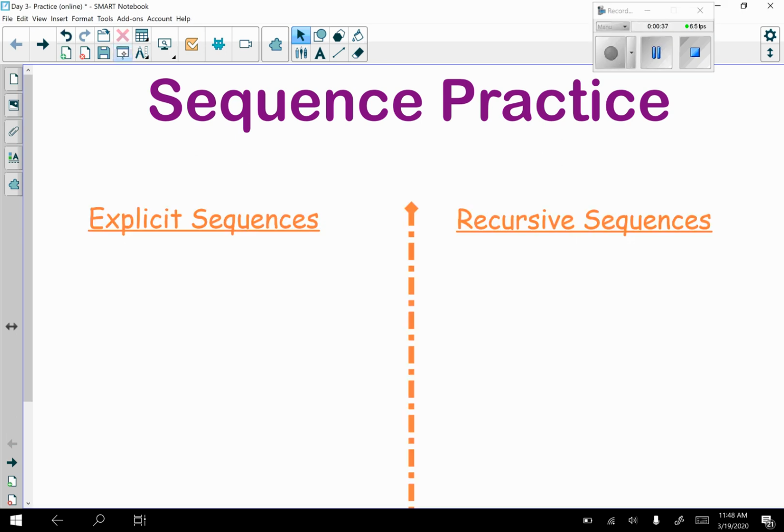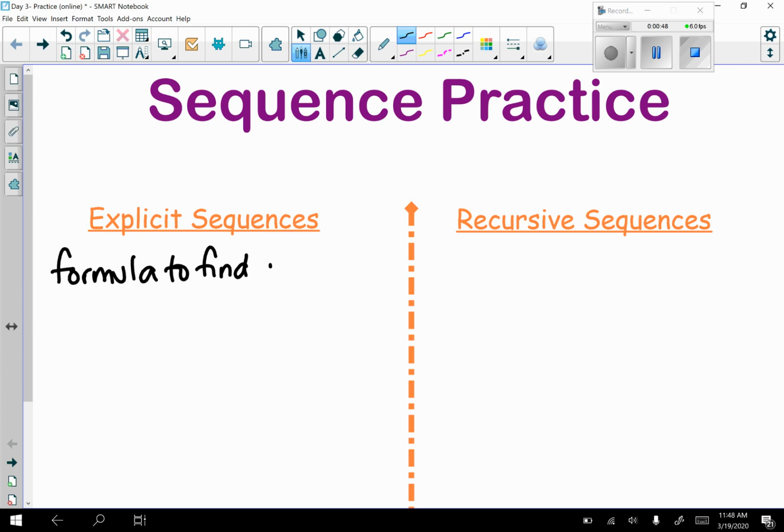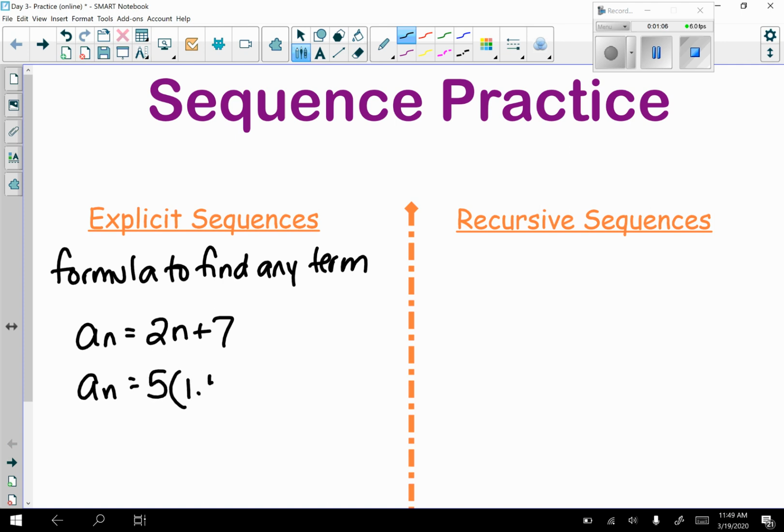So an explicit sequence is a formula to find any term. They can be arithmetic, they could be geometric, they could be neither of those as well. So for example, if it's arithmetic, it would look something like this. If it was geometric, it would look something like this. And then something that's not geometric or arithmetic might look something like this.